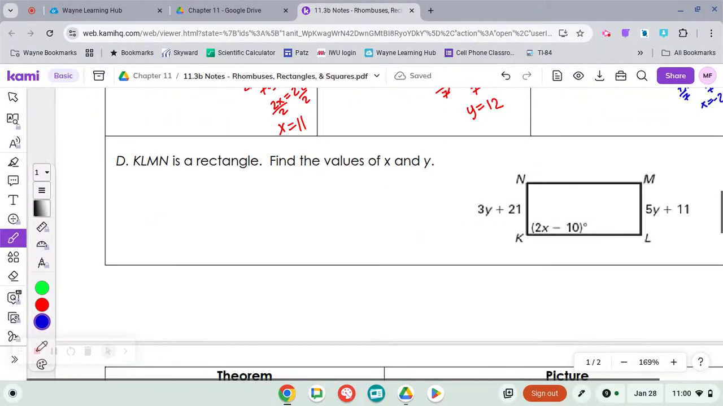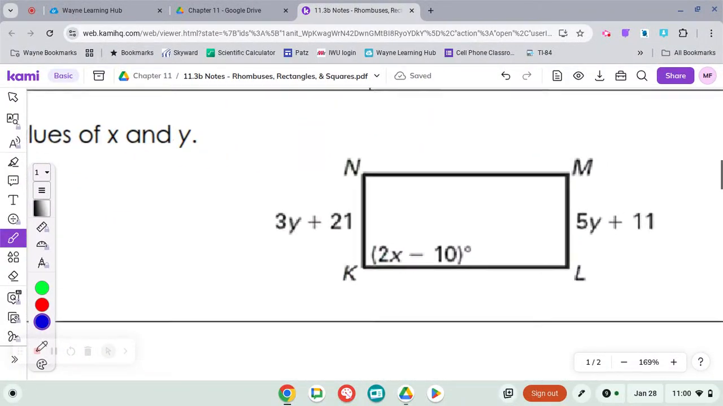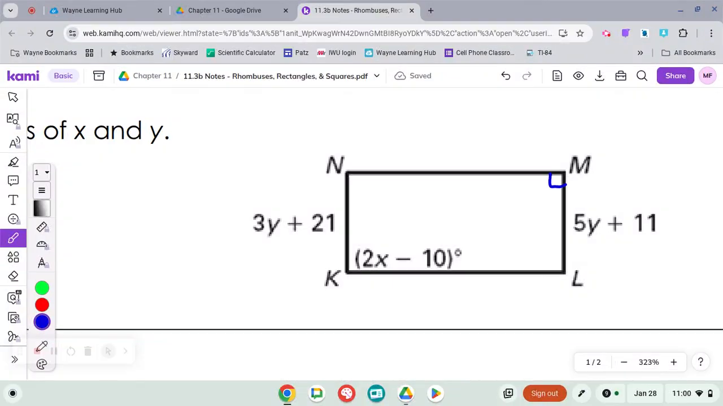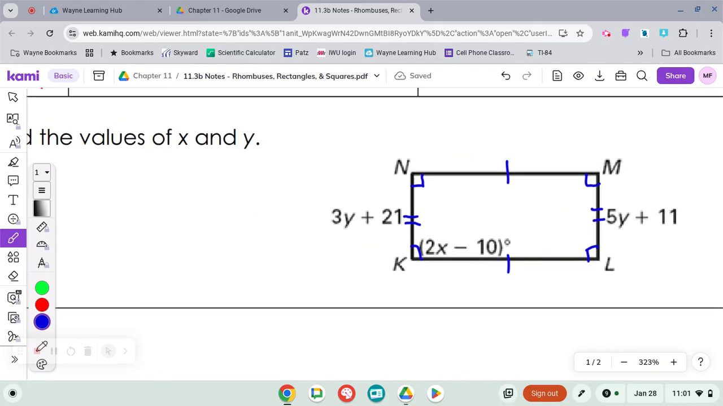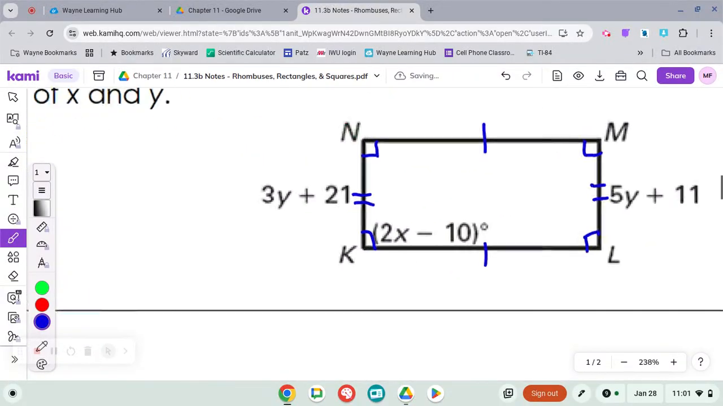Okay, one more problem. And on this, once again, it tells us it's a rectangle. Okay, what do we know? I know that each corner is 90, so that will help me here. I also know that opposite sides are congruent. So the top is the same as the bottom, the left is the same as the right. Now I need to find x and y. So let's start with x.